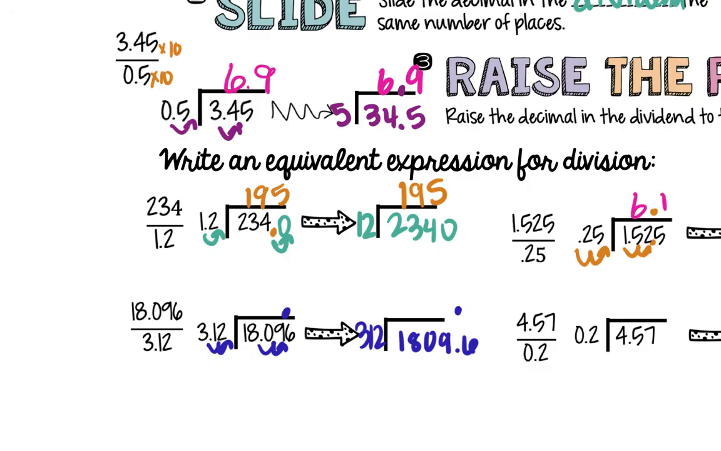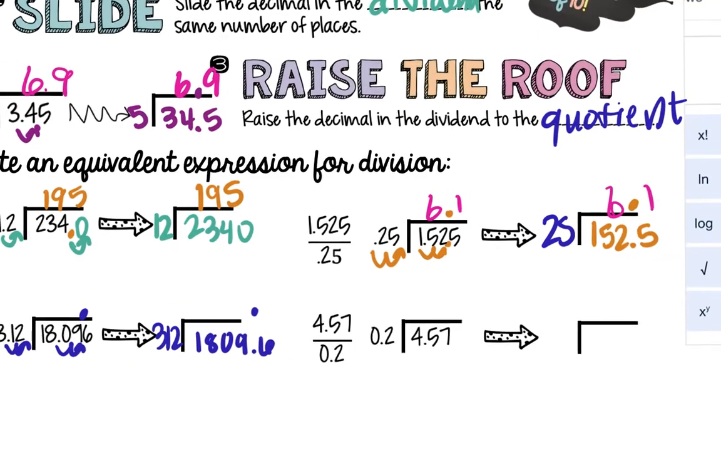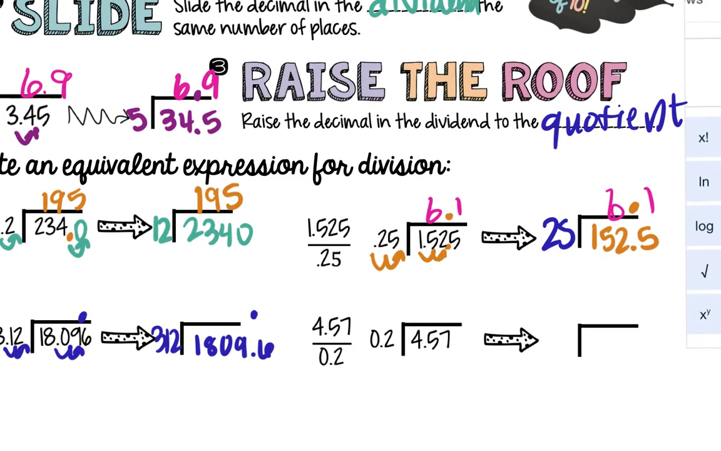Okay, what about this next one? 4 57/100 divided by 2/10. How many times will I move it so that there's no decimal in the divisor? One time. That way it's just 2. So if I move that once, I have to move it here once. So that makes that 45 7/10.